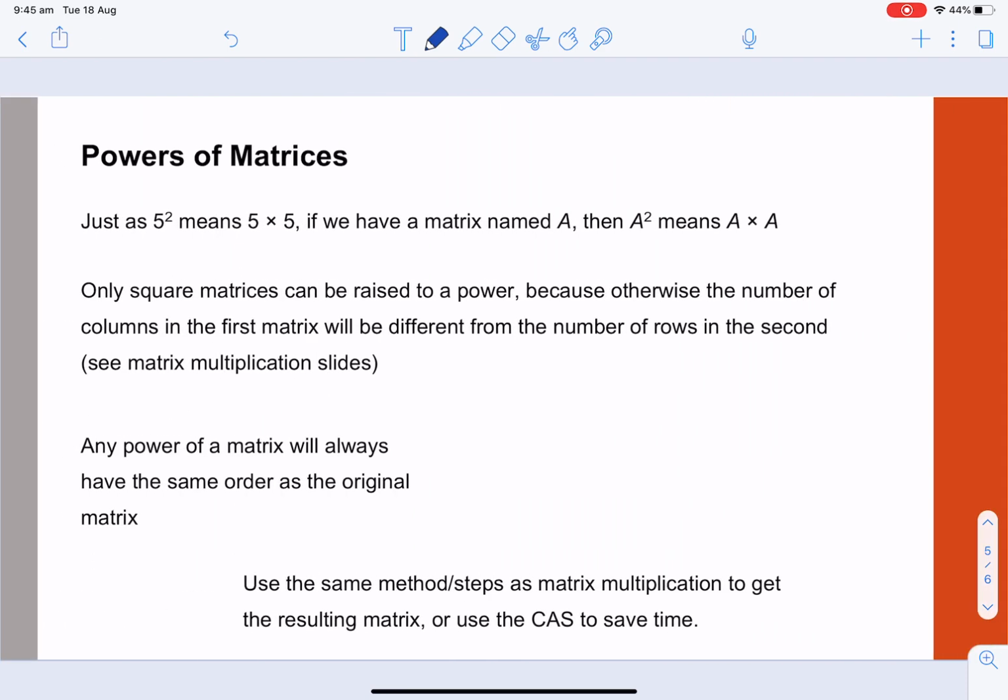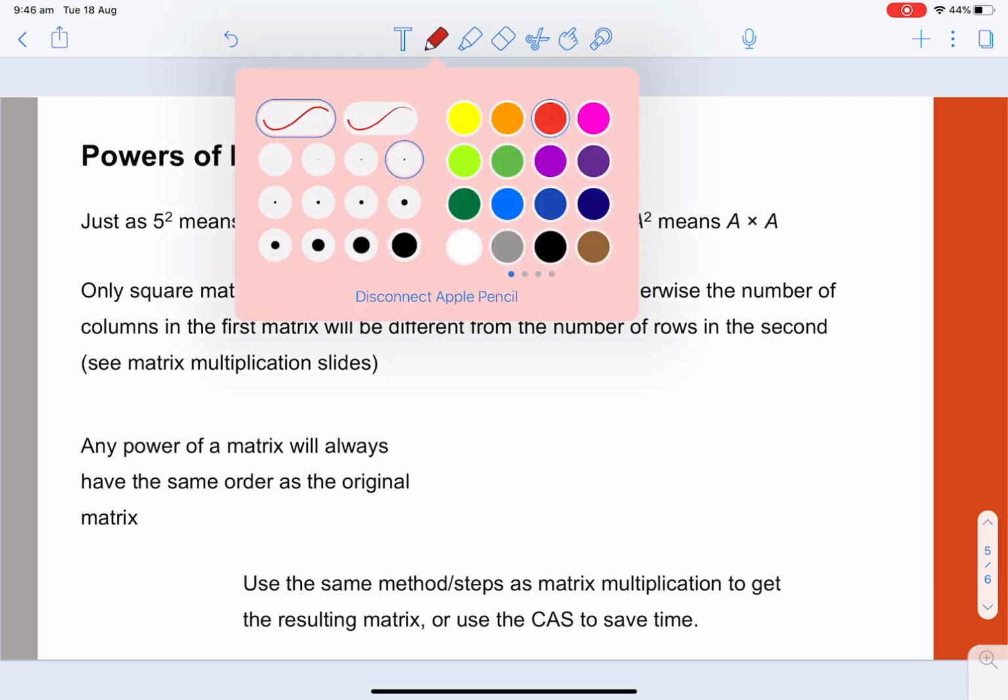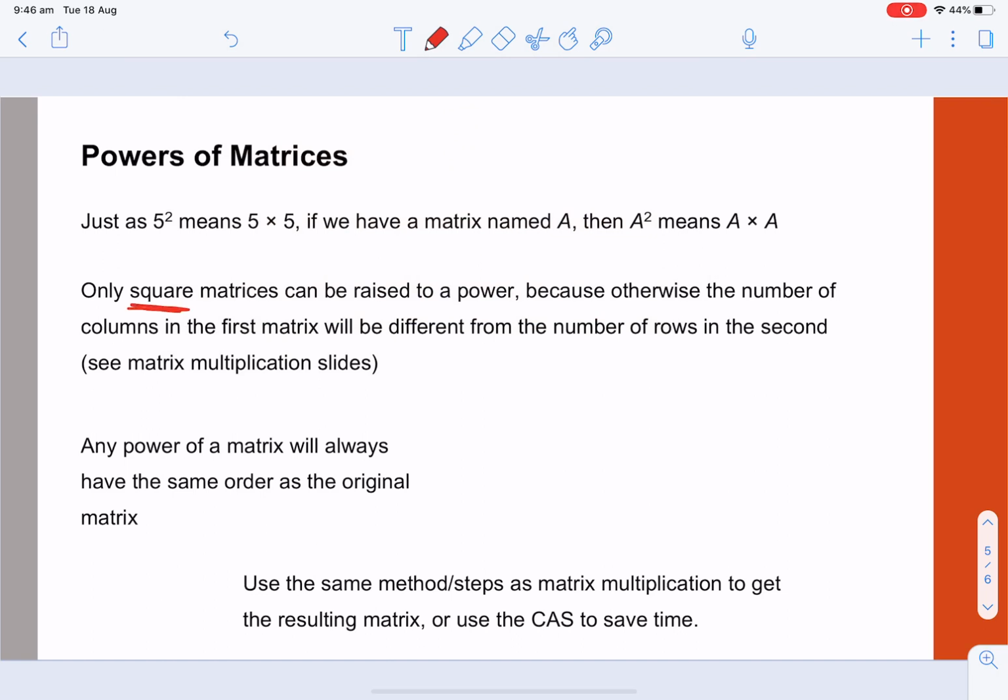Powers of matrices are pretty straightforward. Just as 5 squared means 5 times 5, if we have a matrix named A, then A squared means A times A. Only square matrices can be raised to a power, because otherwise the number of columns in the first matrix will be different from the number of rows in the second matrix. If you're unsure, go back and see the matrix multiplication slides or the matrix video.